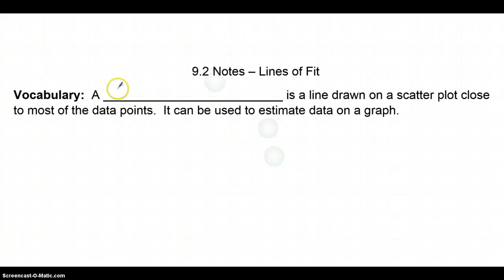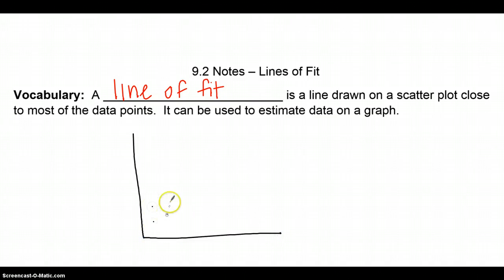So a line of fit is a line drawn in a scatter plot close to most of the data points. Okay, so if I have a bunch of data points like this, if you're drawing a line of best fit, you're drawing a line that represents the estimation of all of these dots.